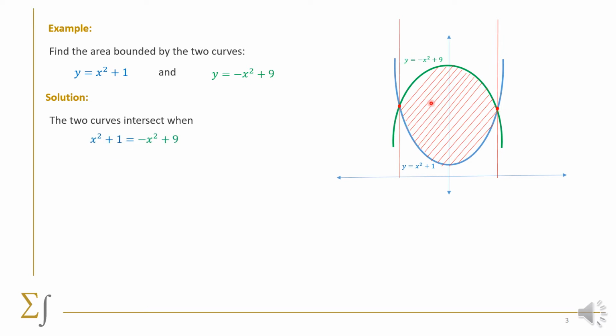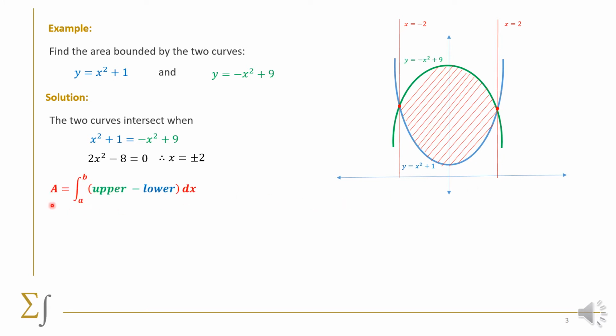So when the two curves intersect, at the point of intersection, we put x squared plus 1 equal to minus x squared plus 9. And we solve for x. So we get 2x squared minus 8 equals 0. Dividing both sides by 2, we get x squared minus 4 equals 0, which when solved gives us x equal to plus or minus 2. So now we know that this is the vertical line x equals minus 2, and this is the vertical line x equals 2.